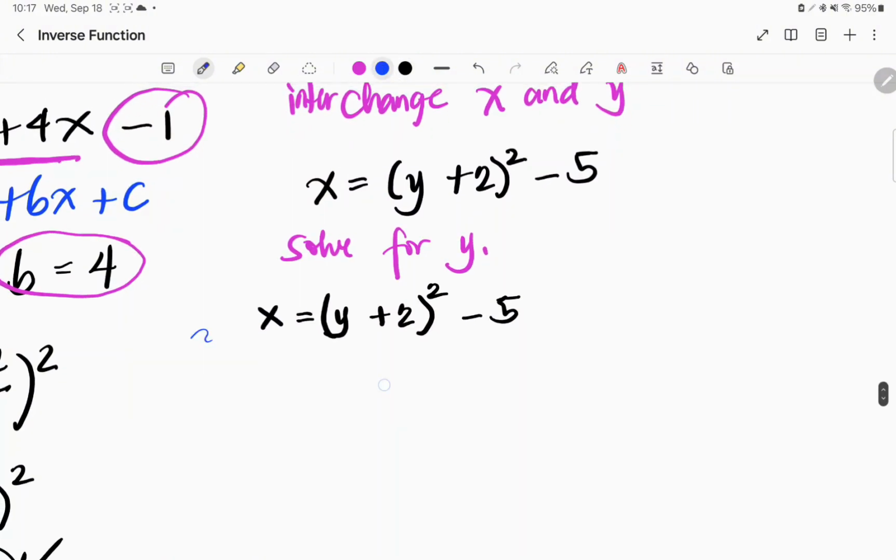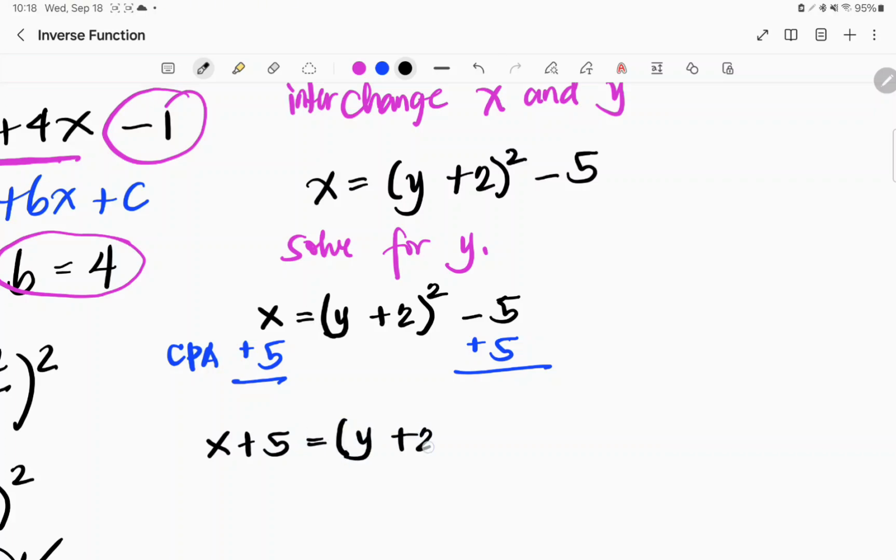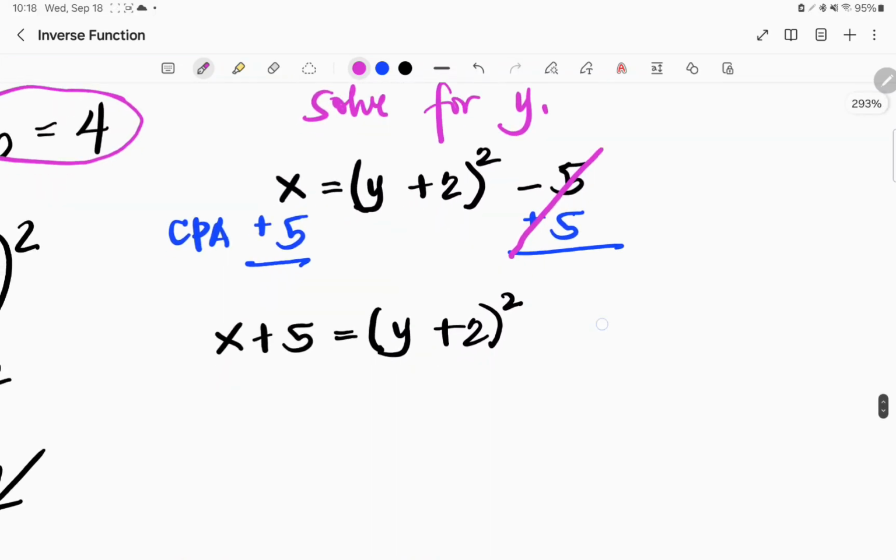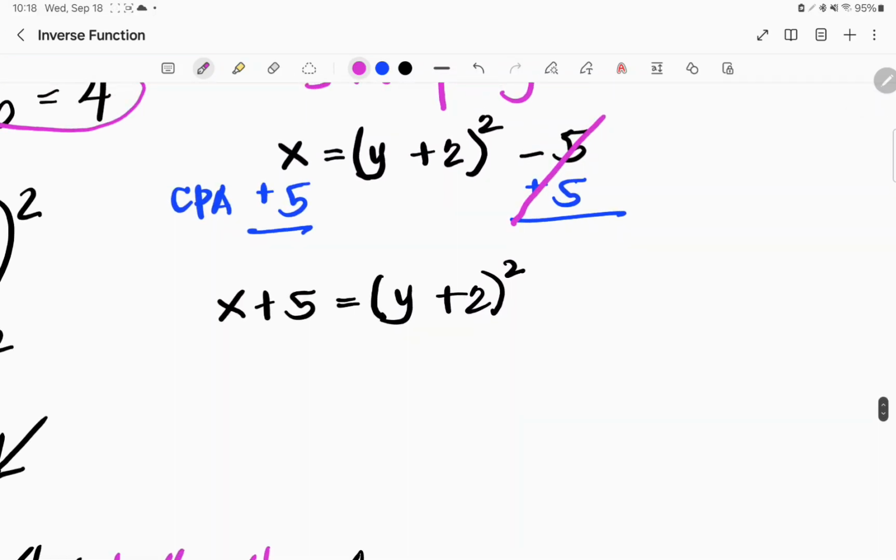In order to do that, we have to use the commutative property of addition. We have to add both sides by 5. So the left side will become x plus 5 equal to y plus 2 squared. So we have already removed negative 5. Now, our goal is to isolate y, just to solve for y. So at the right side of the equation, you still have that square. We have to remove that. So we have to square root both sides.